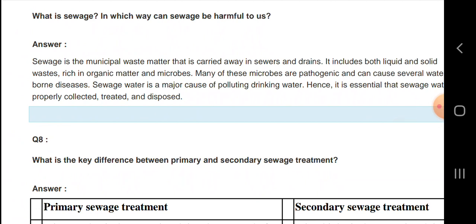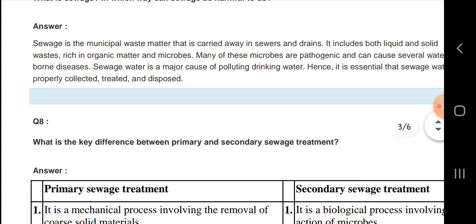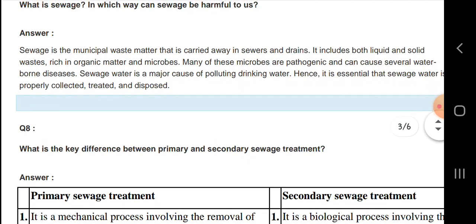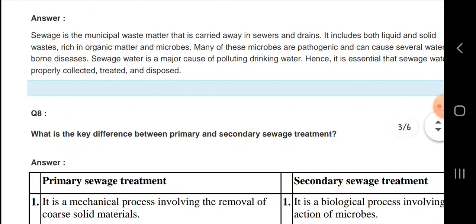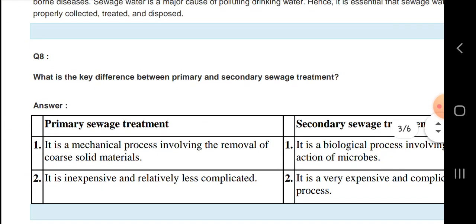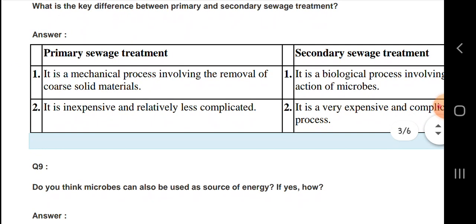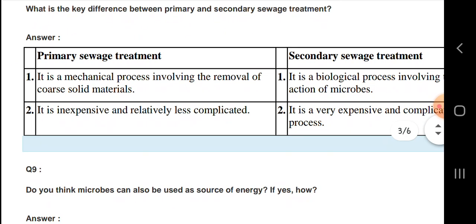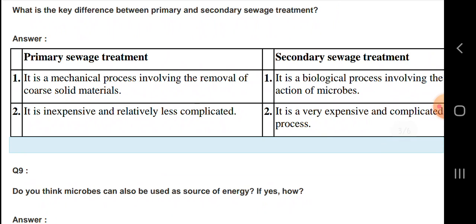Next, let us know about sewage. Sewage is the municipal waste matter that is carried away in sewers and drains. It includes both liquid and solid waste rich in organic matter and microbes. Sewage water is a major cause of polluting drinking water. Hence, it is essential that sewage water is properly collected, treated, and disposed of. Next, primary sewage treatment and secondary sewage treatment.